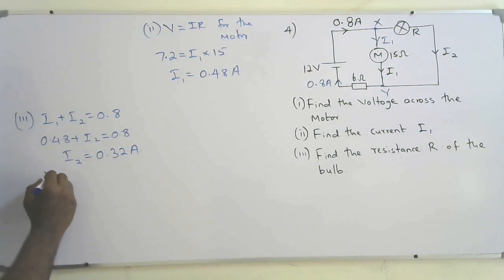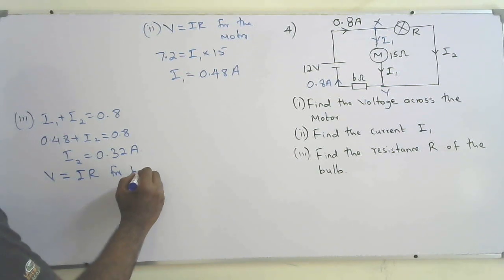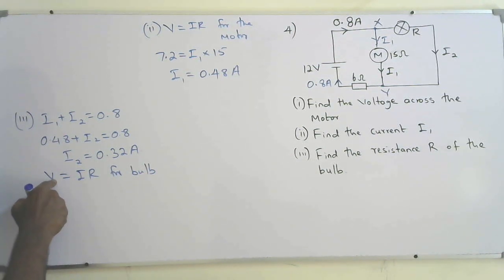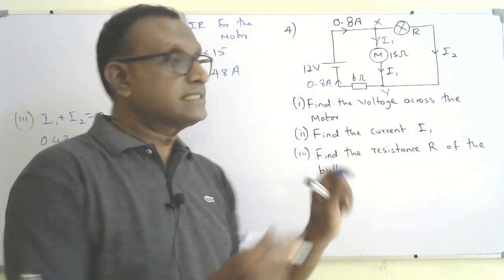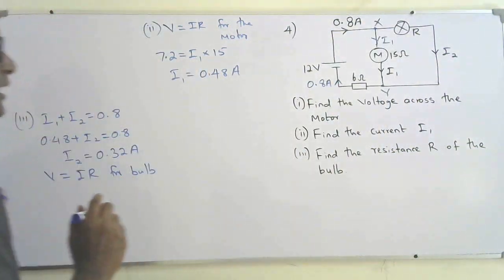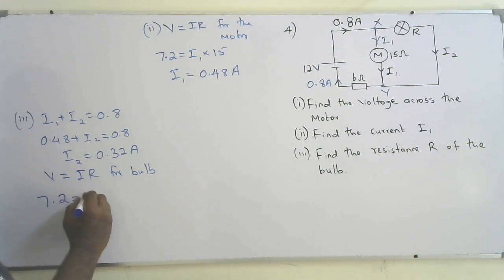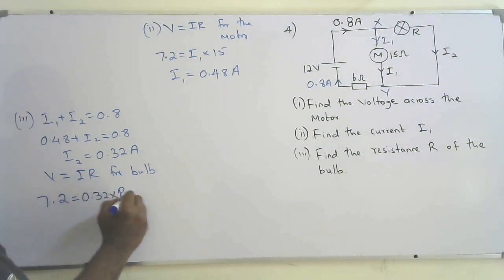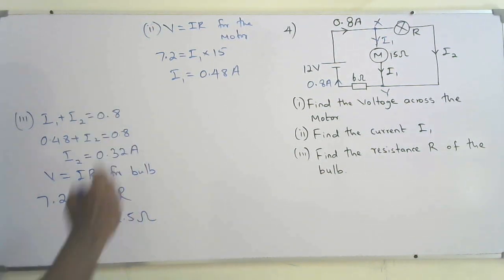Now use V equal IR for the bulb. I know the voltage across the bulb will be the same as the voltage across the motor, that is the voltage across the junction, because they are connected in parallel. So that will be 7.2 equal current through the bulb 0.32 into R. So R will be 22.5 ohms.